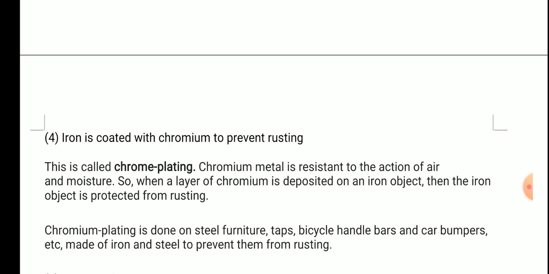So the main objective is just to break the contact of air and water from iron. If you are successful in it, then the rusting will not take place. It can be as simple as applying paint or grease on it, and it can be a chemical process like galvanization or chrome plating.